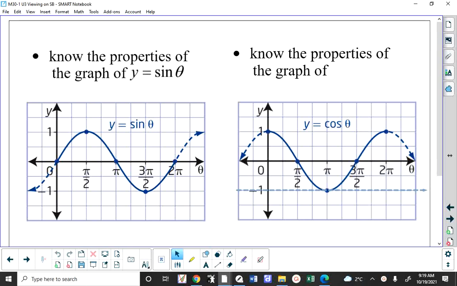Yesterday in class, what we did was we took what we learned on Friday, which was you need to know the properties of these two graphs. Is there anybody who was not here Friday and was not here yesterday?